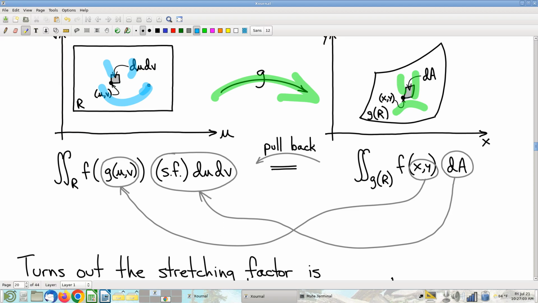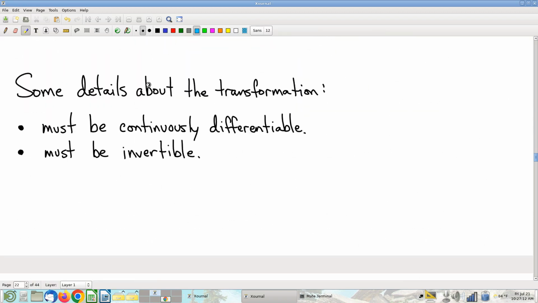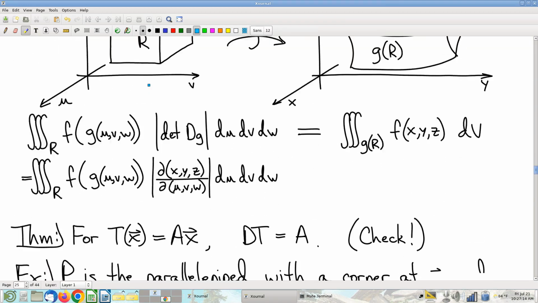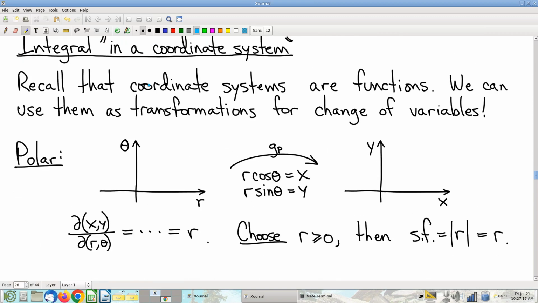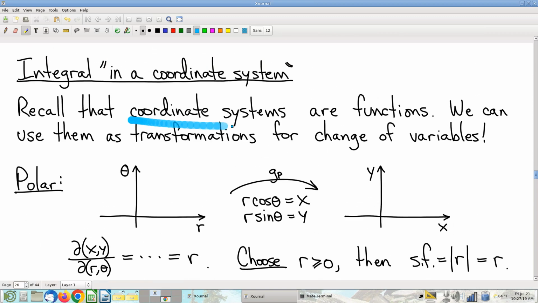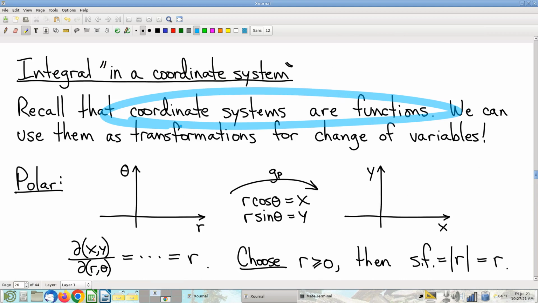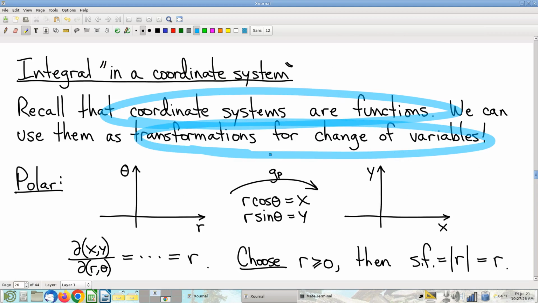And this is how we're going to really capitalize on our new coordinate systems right here. What we're going to do is consider what would happen if I use my coordinate system functions as change of variables functions. That makes sense to everybody? I mean, there's a lot of details to follow, right? But coordinate systems can be viewed as functions, right?